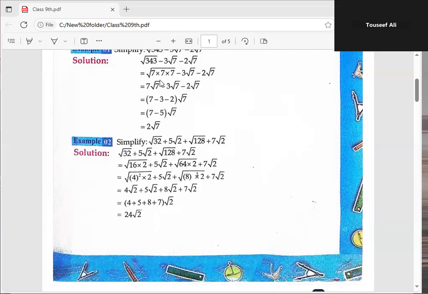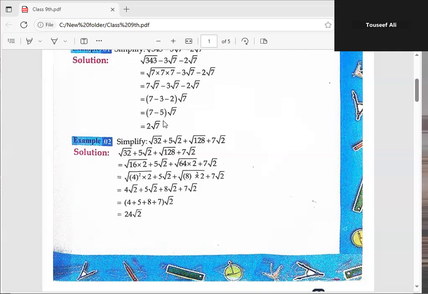In these three terms, root 7 is common in all terms. So taking root 7 common from all these terms, the remaining term is 7 minus 3 minus 2. 7 minus 3 minus 2, 7 minus 5, root 7, and 7 minus 5 is 2, so the answer is 2 root 7. This is the rationalized simplification of surds.